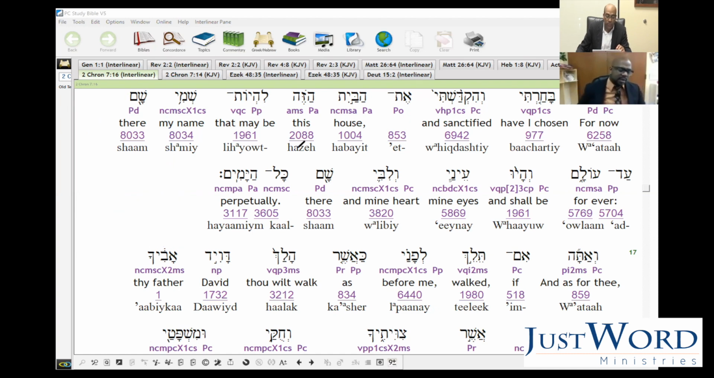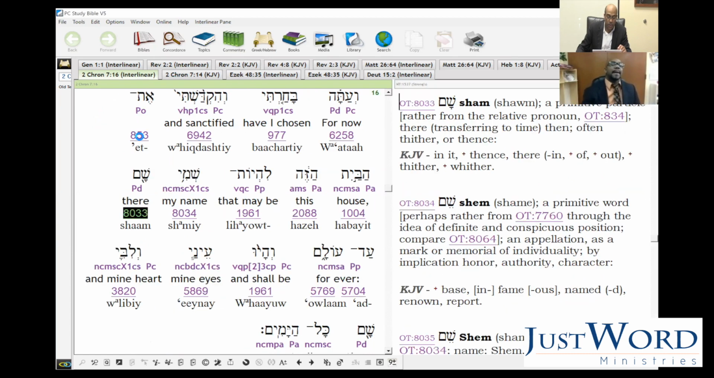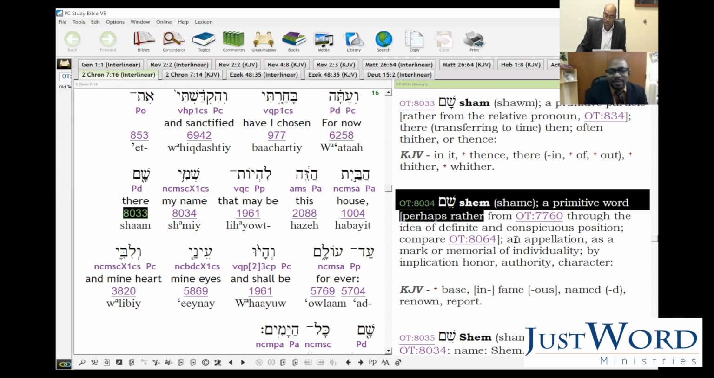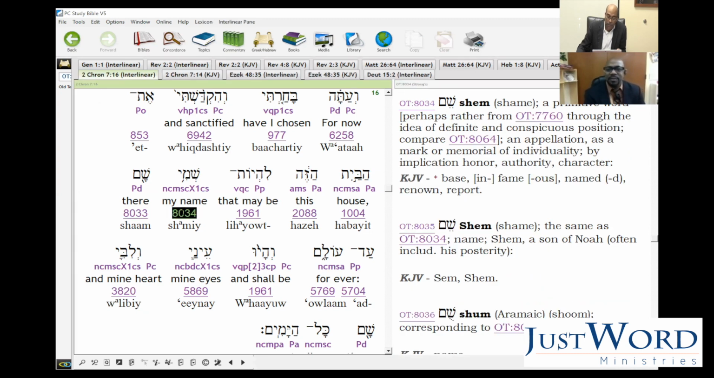I go to Strong's 8033. I'm going to pull it up. And it says here, Sham, a particle rather from the relative pronoun 834, which it means 8034. That's a mistake on there, which is below, right below it, Shem, which again is the mark or memorial or individuality. And Shem means, like it does right here, name, name.